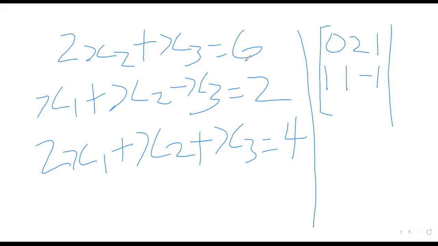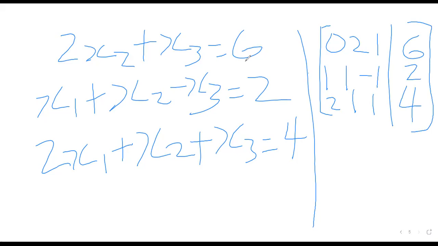And then you have 2, 1, 1. And then for the other side, you have 6, 2, and then 4. For the first row, 6, 2, and 4. That's it. So if you're able to augment it this way, you are halfway through. We're almost done.